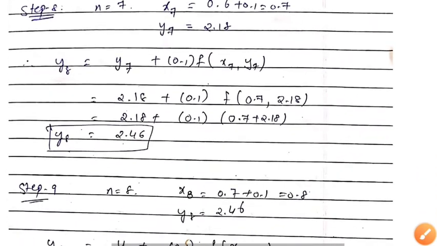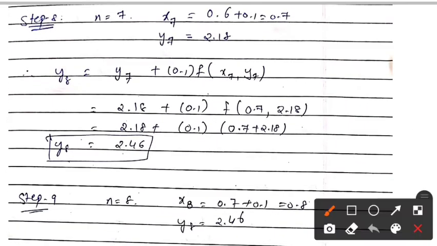Same way we will proceed towards step 8. x7 is 0.7, y7 is 2.18, you have obtained above. Putting n equal to 7 in Euler's equation, you get y8 equal to y7 plus 0.1 into f of x7 y7. Putting the values of x7 and y7 over here, you get your next step. Okay, now we know that f of xy equal to x plus y. Again solving this whole equation, we get y8 equal to 2.46.